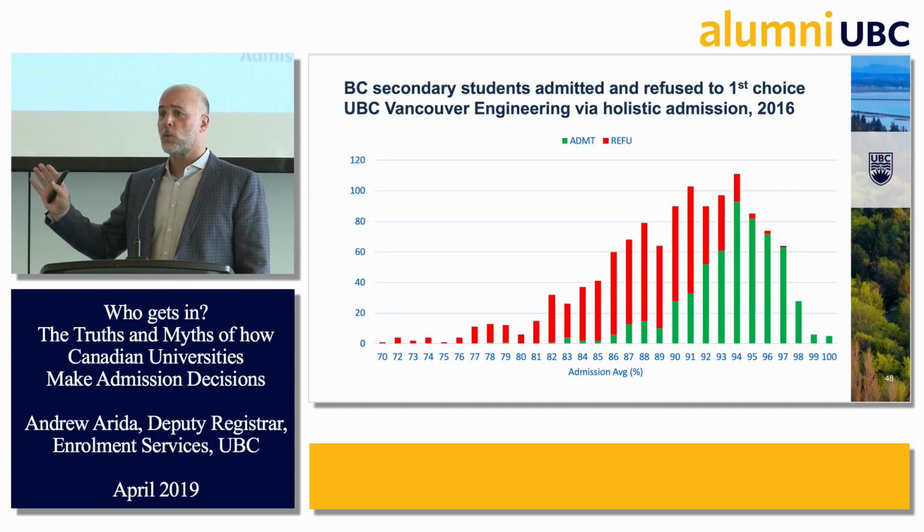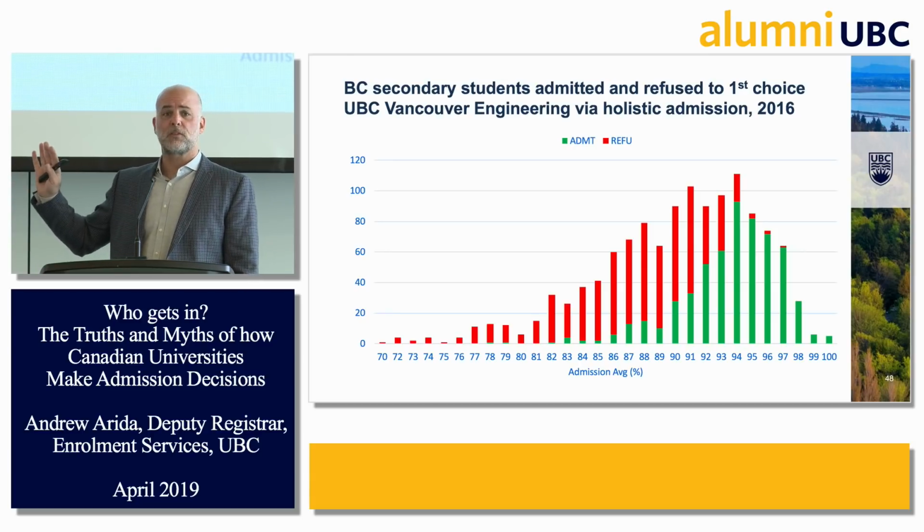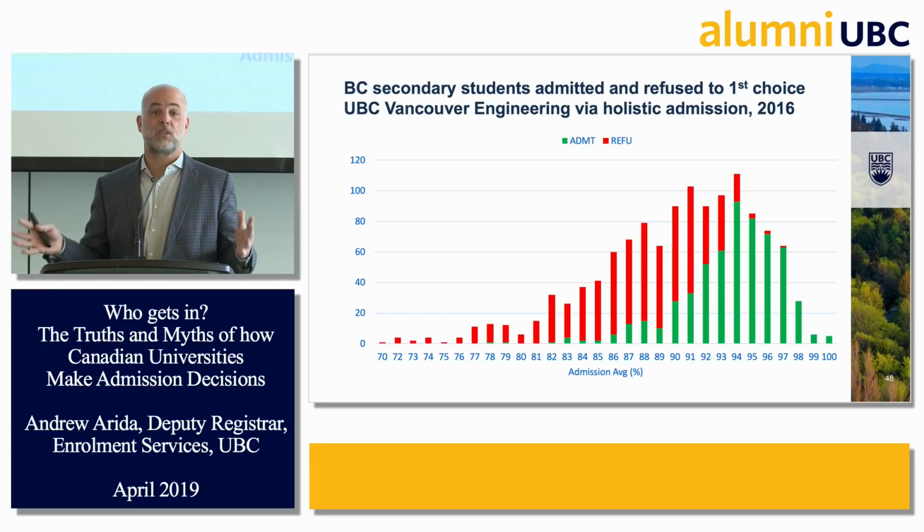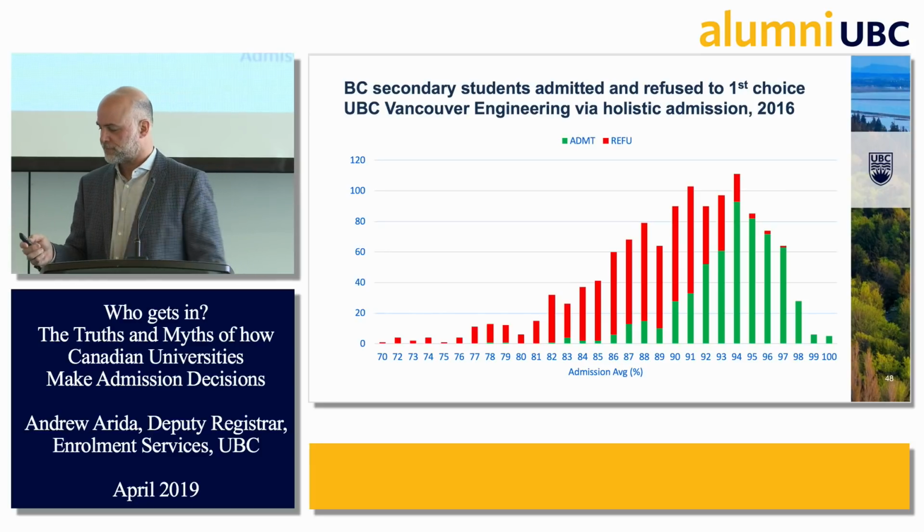I also want to point out that this is a perfect example of supply and demand. Arts takes in, I would say, about 3 times as many students as engineering. If engineering took in 3 times as many students as arts, these two graphs would be reversed. Again, it's supply and demand. It's not about a program being better than another because of selectivity. It's because of the capacity that's in that program.